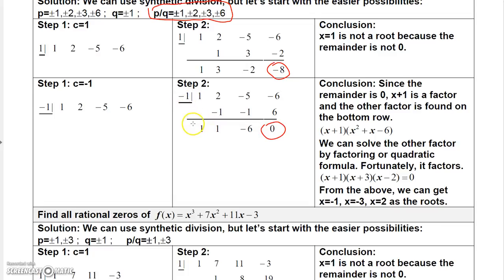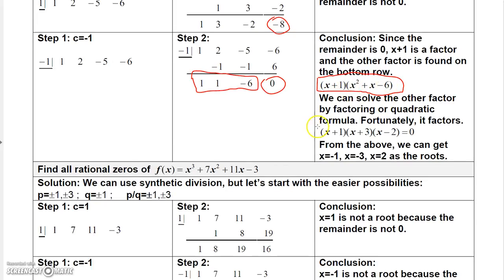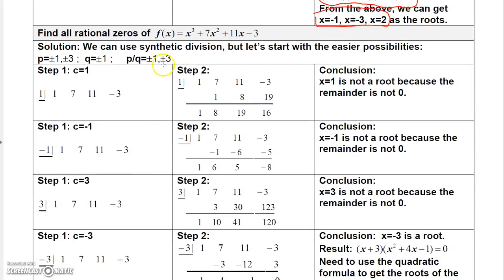So now this is going to be x squared plus x minus 6 for the other factor. So since negative 1 was what I tried, and I got a remainder of 0, then x plus 1 must be a factor. And so it must factor into x plus 1 times x squared plus x minus 6. And then it turns out that x squared plus x minus 6 factors into x plus 3 times x minus 2. And so then by setting each of these 3 factors equal to 0, we know the solution is these 3 numbers. Okay, let's do one more.